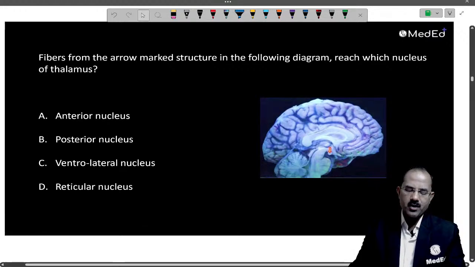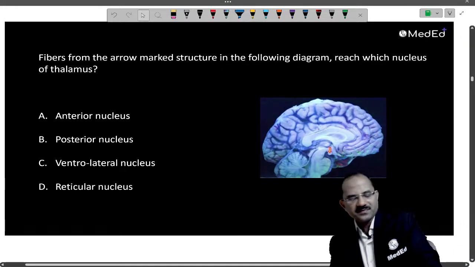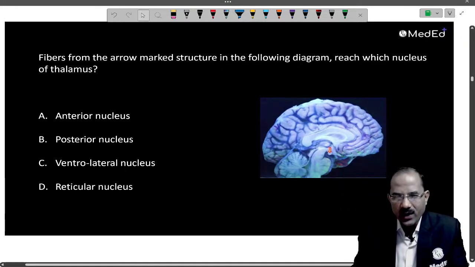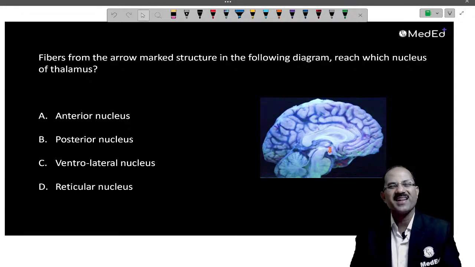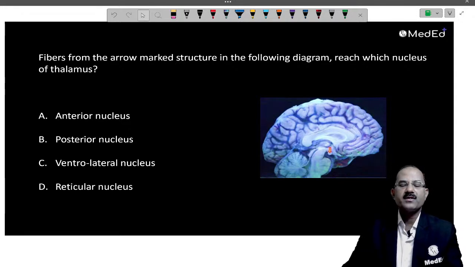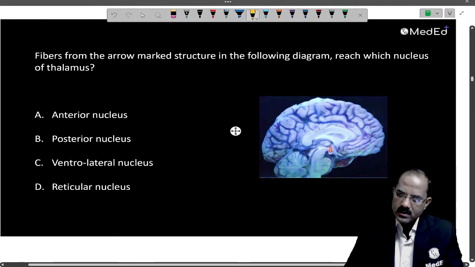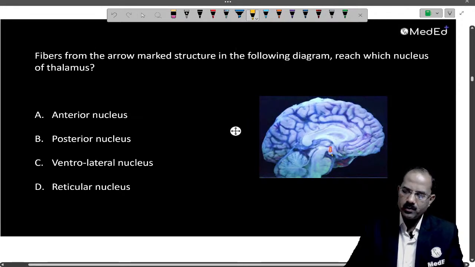Come on, bacho, come on. Answer this. Fibers from the arrow marked structure in the following diagram reach which nucleus of thalamus? Any guesses? What is marked here? What is this structure which is marked here? Come on, be interactive.